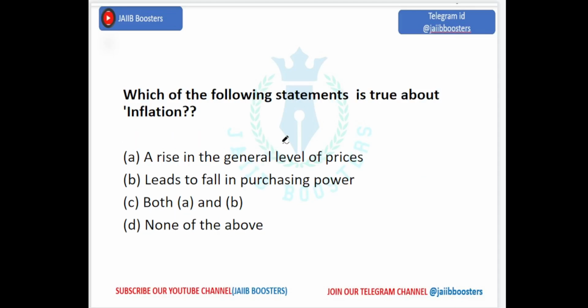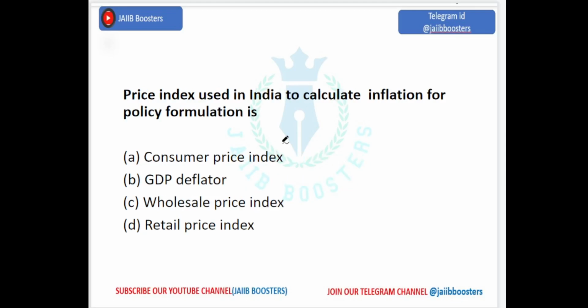Which of the following statements is true about inflation? A rise in the general level of prices leads to a fall in purchasing power. Both A and B, or none of the above. The answer is a rise in the general level of prices leads to a fall in purchasing power. Both are true for the definition of inflation. The price index used in India to calculate inflation for policy formulation: consumer price index, GDP deflator, wholesale price index, retail price index. The answer is wholesale price index.